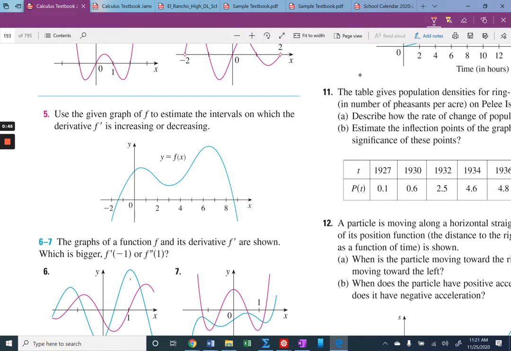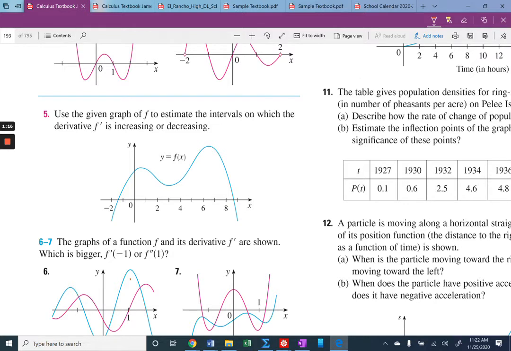Anyways, we need to answer questions about when f prime is increasing or decreasing, but I'm not looking at f prime, I'm looking at f. So I'm not going to look from way over here to here and say f prime is increasing from -2 up to a little less than 1, because this is f, and I want to know when f prime is increasing. So I need a connection between when f prime, the derivative of f, is increasing and f.